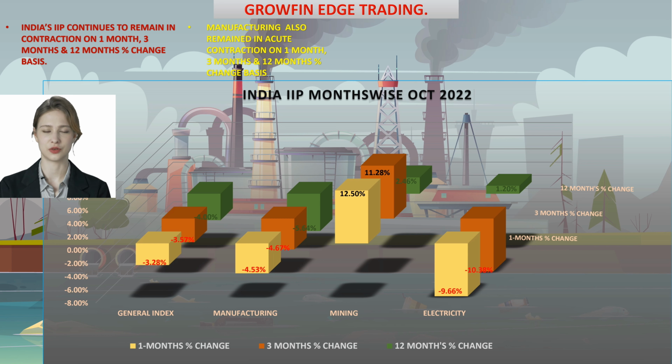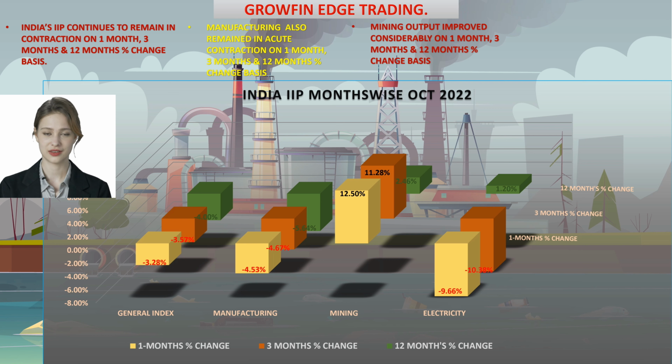India's mining production increased by 12.5% in October 2022 on 1 month percent change basis, while importantly, it increased by 11.28% in October 2022 on 3 months percent change basis, and it increased by 2.46% on 12 months percent change basis, indicating mining output improved considerably on 1 month, 3 months and 12 months percent change basis.